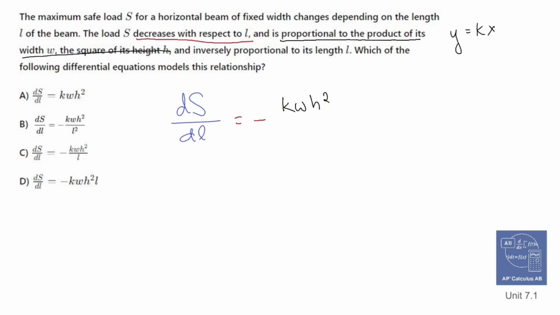Now, if it's inversely proportional, you're going to divide that guy, so it's going to be inversely proportional to its length, L. So when we have all of this stuff together, looks like C is going to be my answer. So kind of a grody looking problem, not so much fun, but that's how you do it.